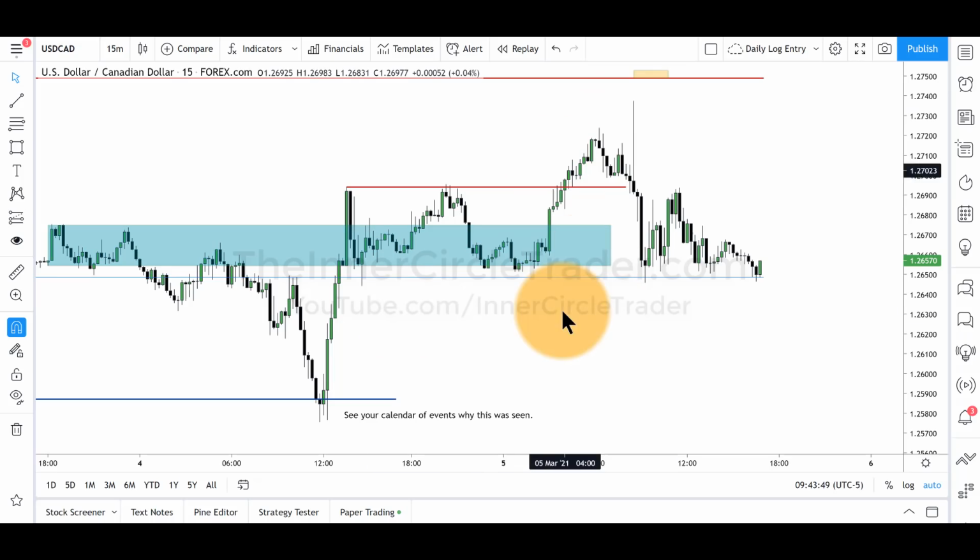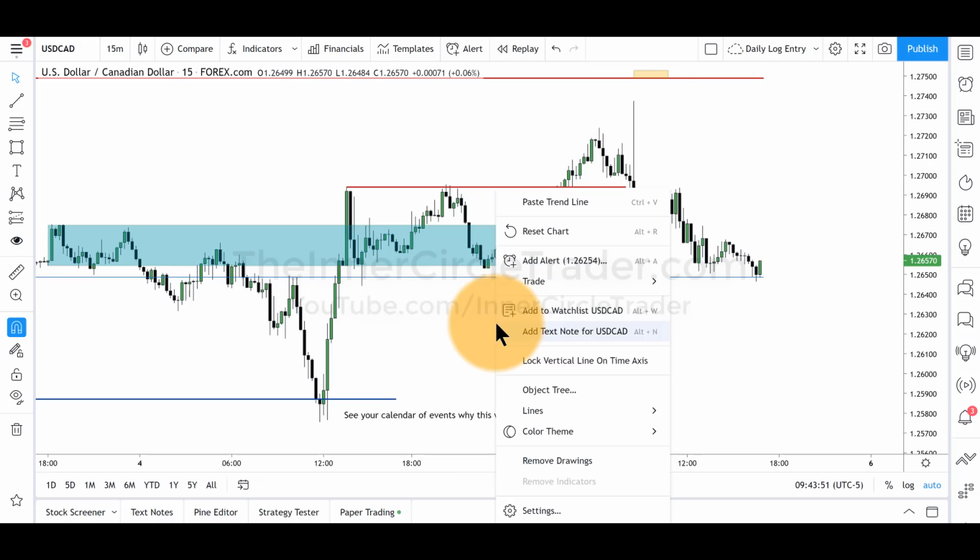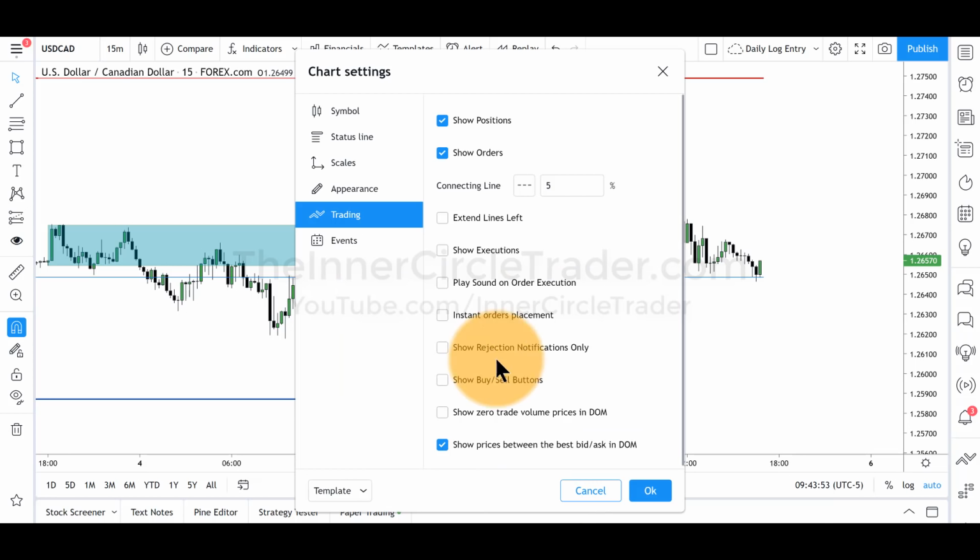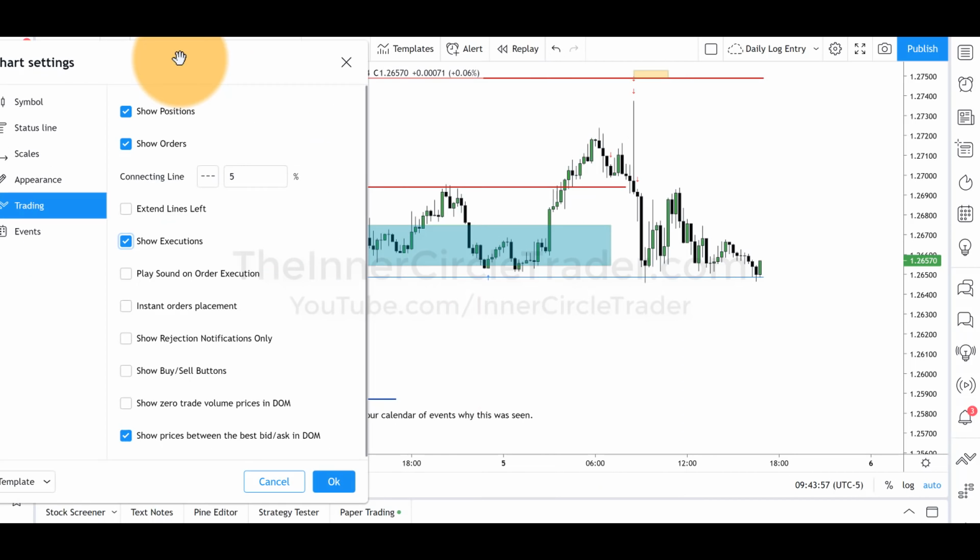Now, while I'm in this chart, I'm going to just simply show you the executions, so that way you know there really was a button being pushed here. Okay, so that's where I'm entering.